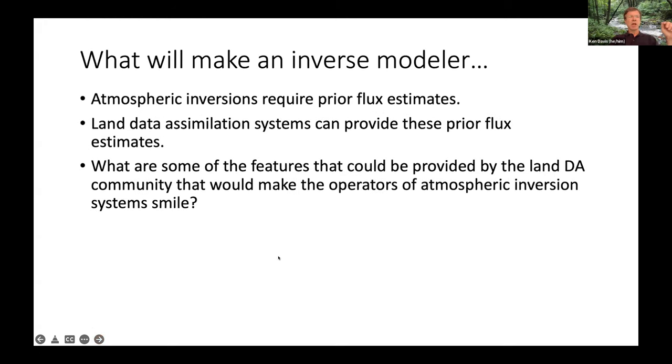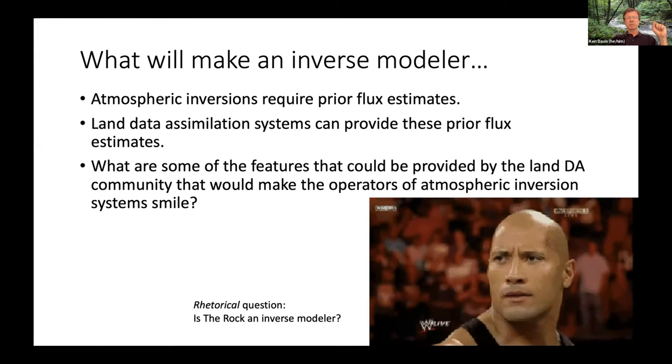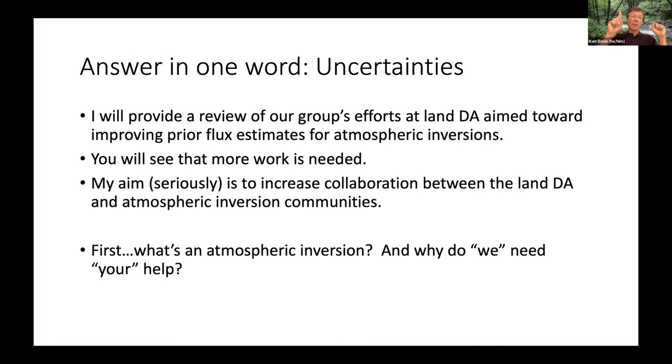What I'd like to describe is what we could use from the atmospheric community. Atmospheric inversions require prior flux estimates. Land data assimilations can provide these flux estimates. What could you do that would make an inverse modeler smile? All right, so one word answer is uncertainties.